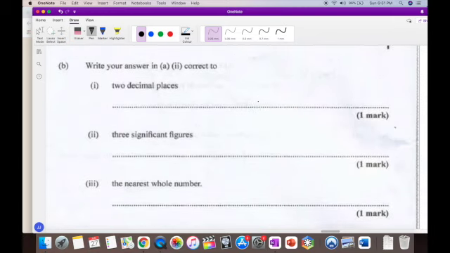Now we have 23.826 being the exact answer. And they want it to 2 decimal places, well that'll be 23.83. 3 significant figures will be 23.8, and the nearest whole number will actually be 24.